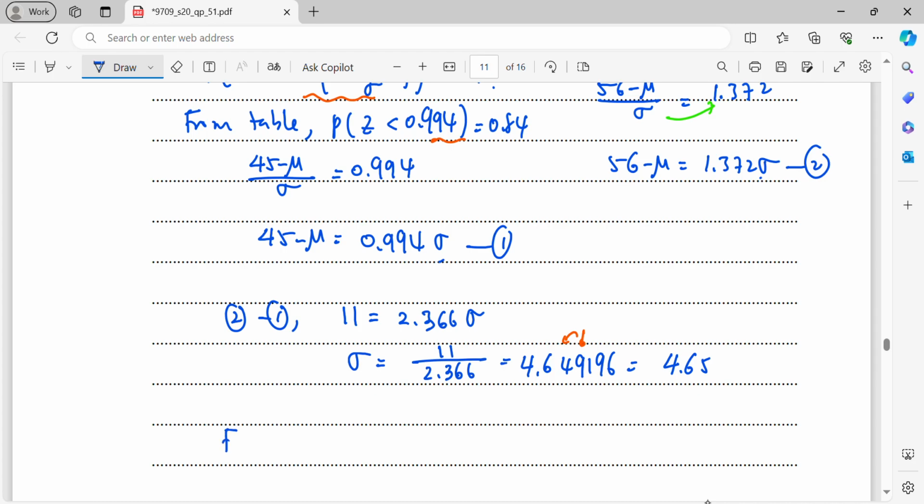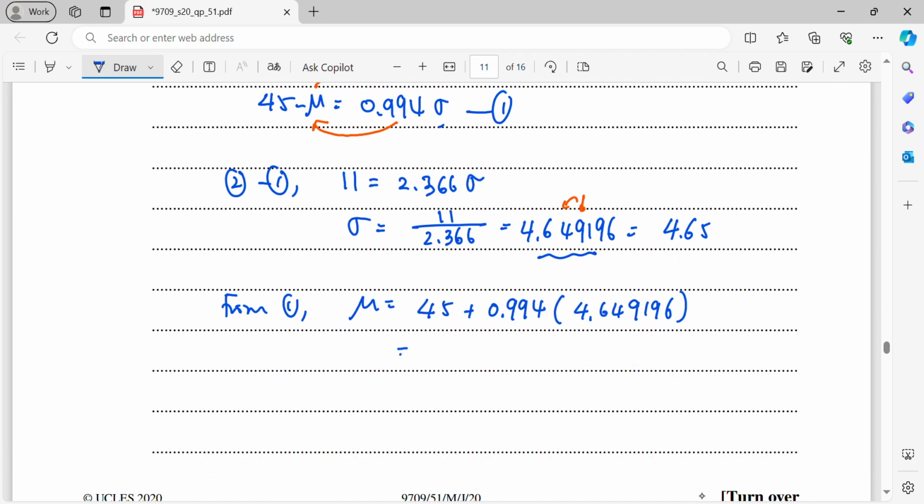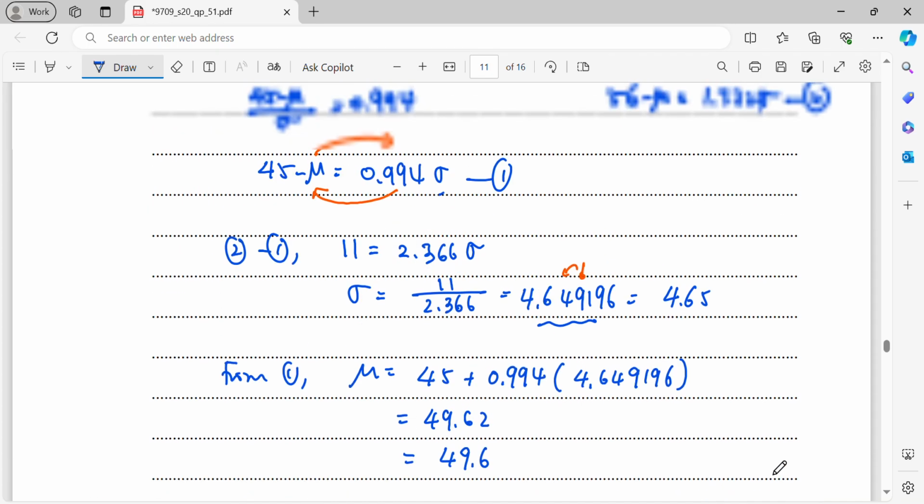So now I substitute into the first equation. To get the mu, this minus mu moves to the left side, and this 0.994 sigma will be moved to the left hand side. Now I will write down my mu first. That is going to be 45 plus 0.994 sigma. My sigma I will replace by this whole value, 4.649196. Then you will be getting 49.62. Now you round up to 3 significant figures. That is 49.6. So that's all for this solution.